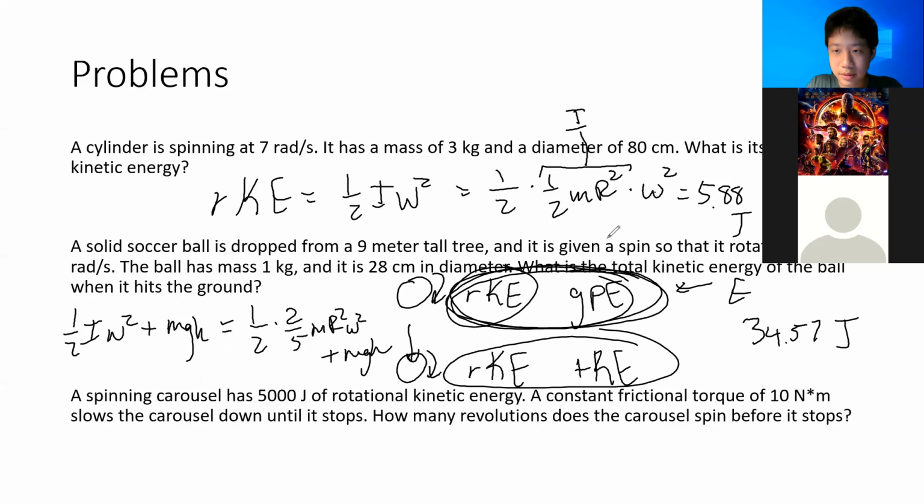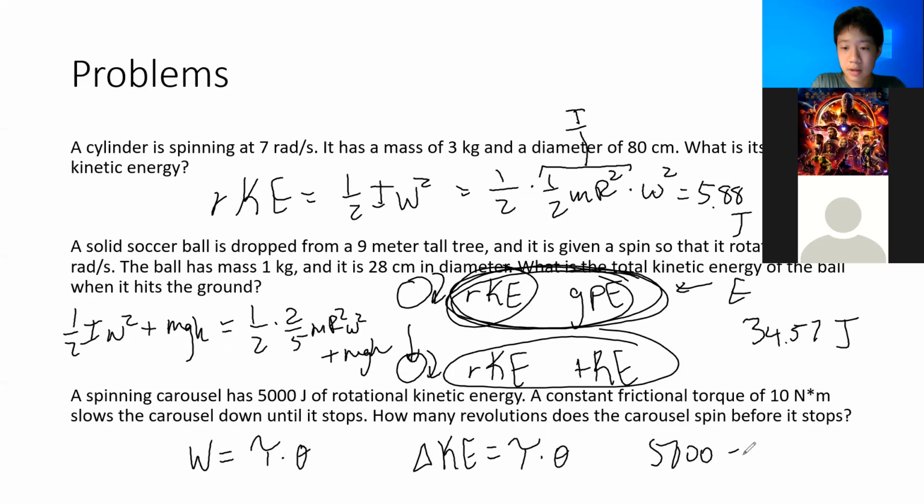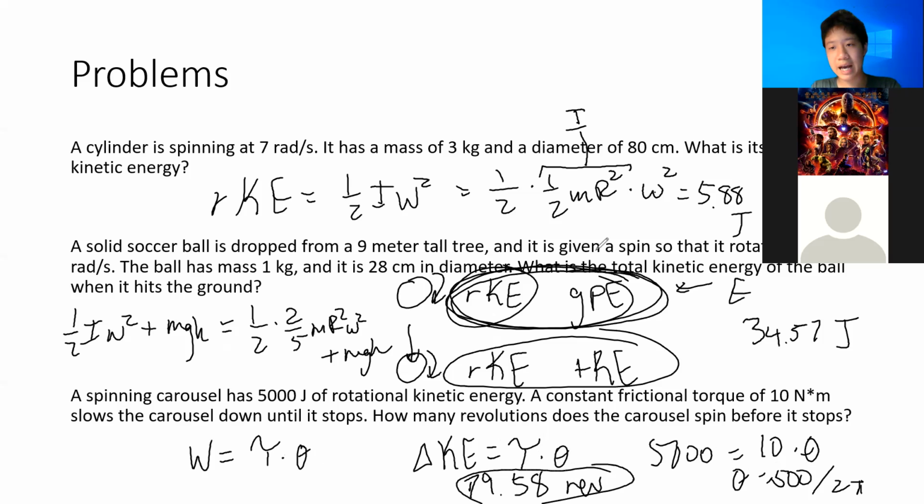The last one, pretty simple. It has 5,000 joules of rotational kinetic energy, and a constant frictional torque of 10 newton centimeters slows it down until it stops. How many revolutions does it spin? In this case, we use work equals torque times theta. Work can also be represented as the change in kinetic energy. The change in kinetic energy is 5,000, torque is 10, so theta equals 500. To get the revolutions, we divide by 2π, since there are 2π radians in one revolution. Solving that, you get 79.58 revolutions. Okay, just the application of the work formula.